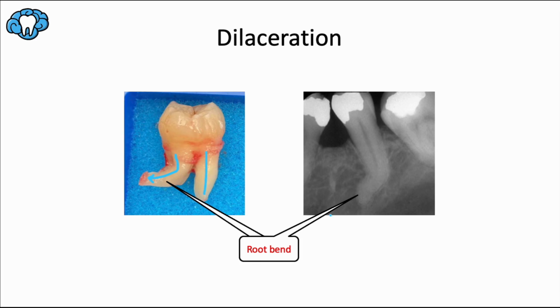So how does this root bend happen? Well, usually it's the result of traumatic injury to a primary tooth. So if a primary tooth gets traumatized and bumps into the developing permanent tooth underneath, that root might change direction while it's developing. Dilacerations don't do very much, but they could complicate endodontic treatment, orthodontic treatment, or in the event that the tooth has to be extracted, extraction treatment.